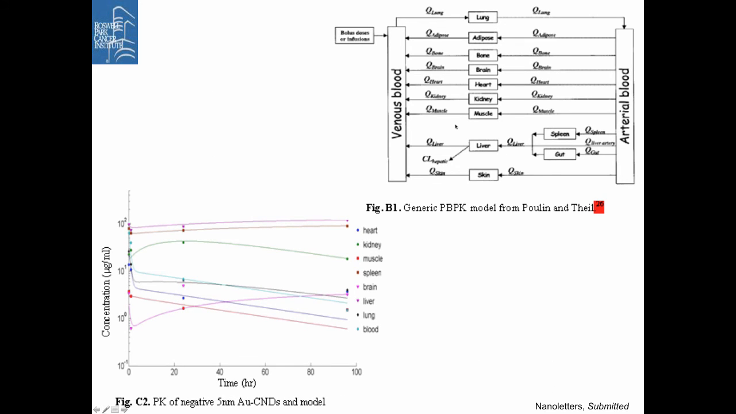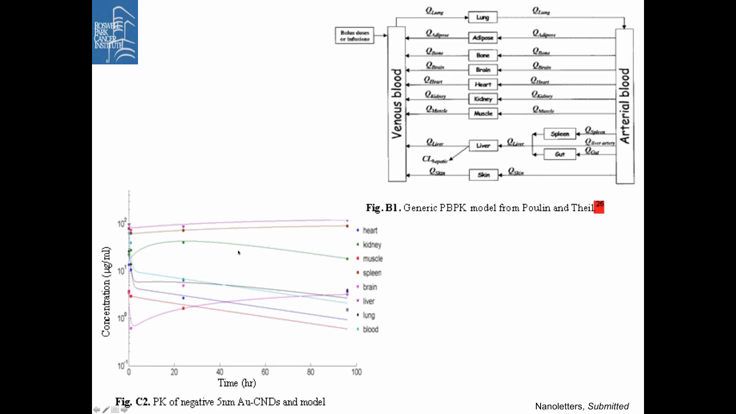And then finally, here's an example of the PBPK model. Here's a generic one, with lung and adipose, so you should be familiar with this. And then here are the pharmacokinetic curves of the negative 5 nanometer gold particles that we just saw. So here are all of the different organs, the liver, the lung, the blood. These are what all of these curves look like.